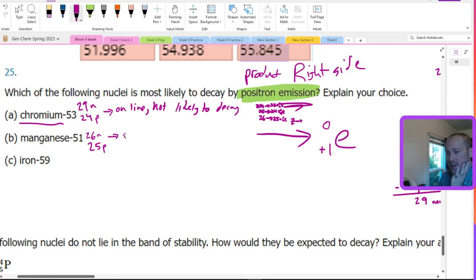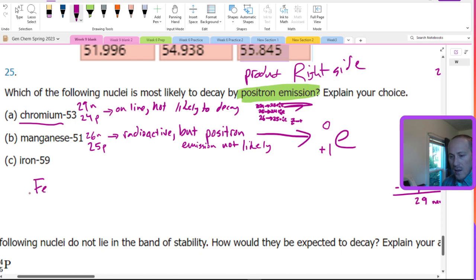yes, it's radioactive as manganese 51, but specifically positron emission is not likely because that would not get it onto that blue line. So how about iron 59?